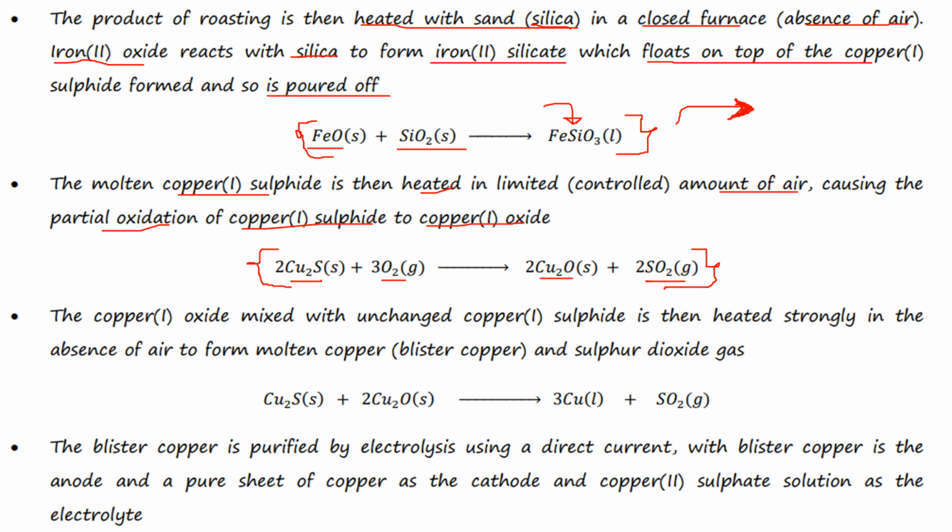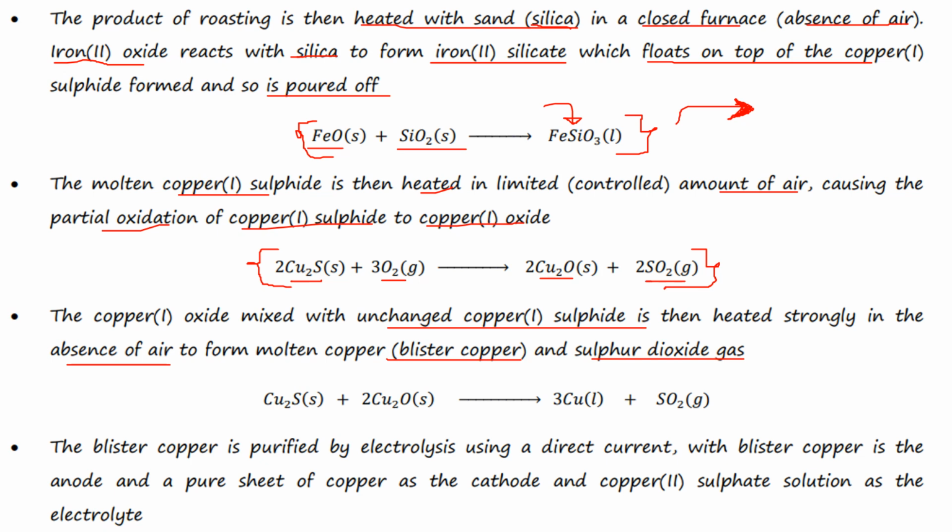So the copper 1 oxide, after being formed, is going to be mixed with unchanged copper 1 sulfide, but this is going to be done in absence of air, and then heated strongly to form molten copper, which is our blister copper, and sulfur dioxide gas is also going to be formed eventually.